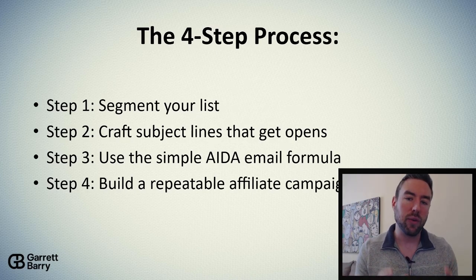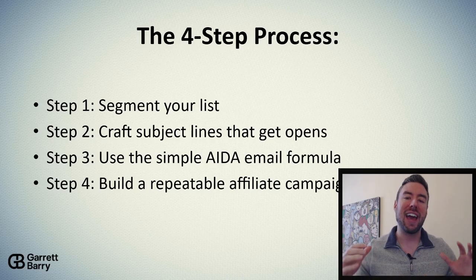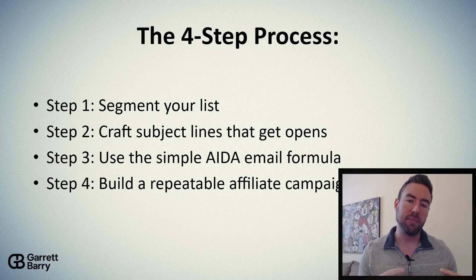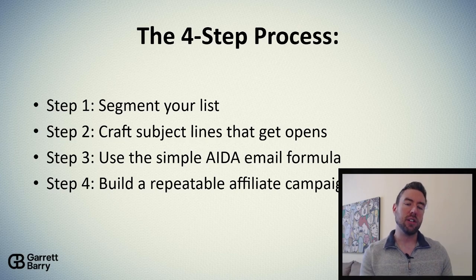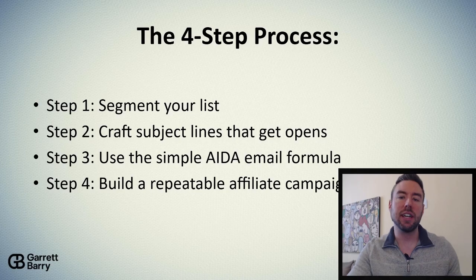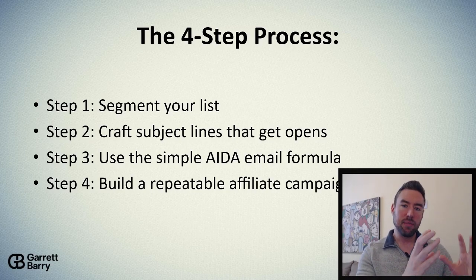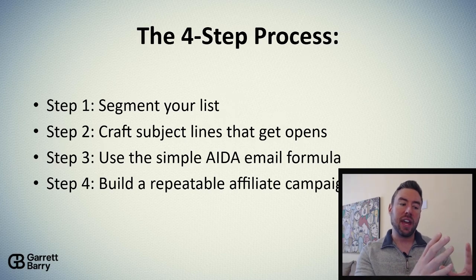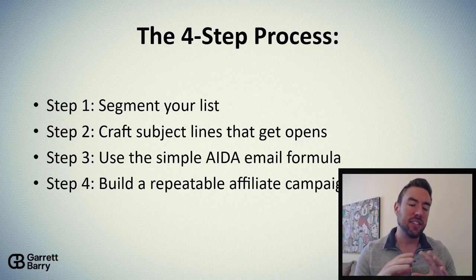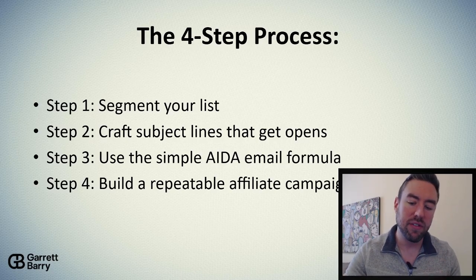Step 2 is crafting subject lines that get opens, meaning you want to really understand how to write compelling, attention-grabbing subject lines that will stand out and allow people to want to click on your email. Step 3 is using the simple AIDA email formula, which I'll touch on a little bit later. This is how to literally take people that open your email and get them to want to buy whatever it is you're promoting. And then step number 4 is building a repeatable affiliate campaign.